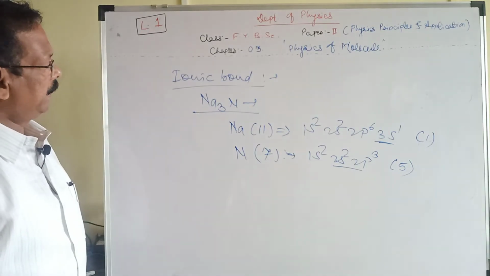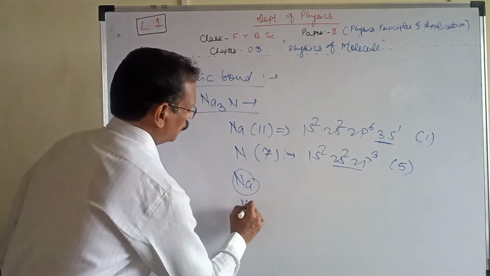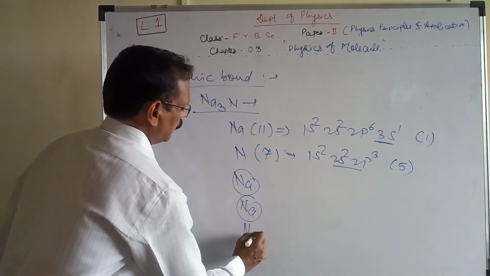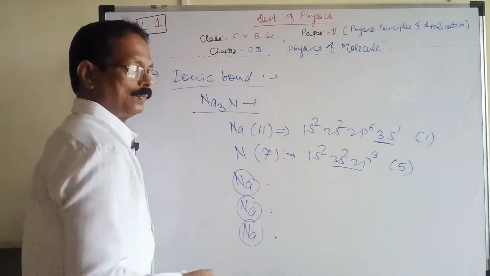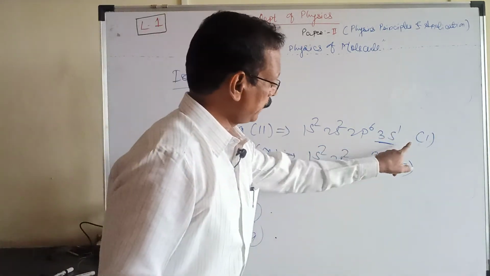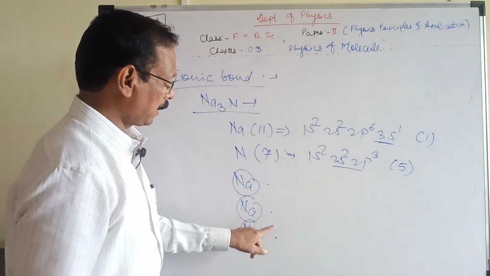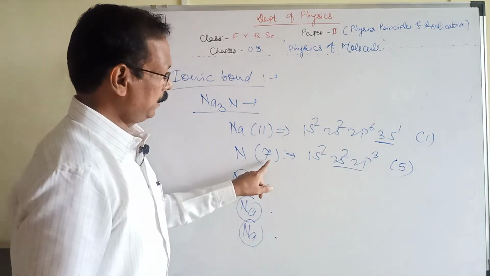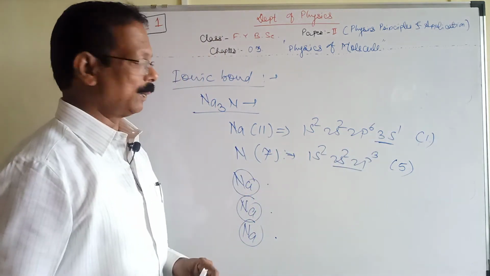So how can we complete it? Na3N: it is your sodium, your sodium, and your sodium. There are 3 sodium atoms here, 1, 2, 3. For each sodium there is 1 electron in the outermost orbit. For this sodium, this is the outermost electron, the 3s1 electron. So the 3s1 is nothing but the outermost electron. So these are loosely bound.